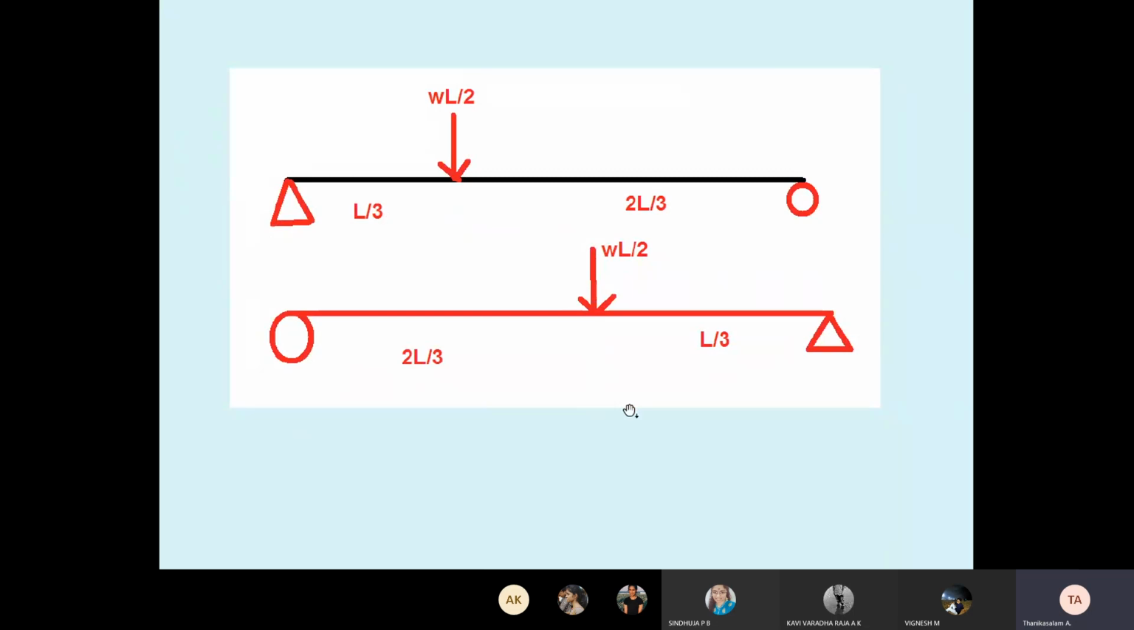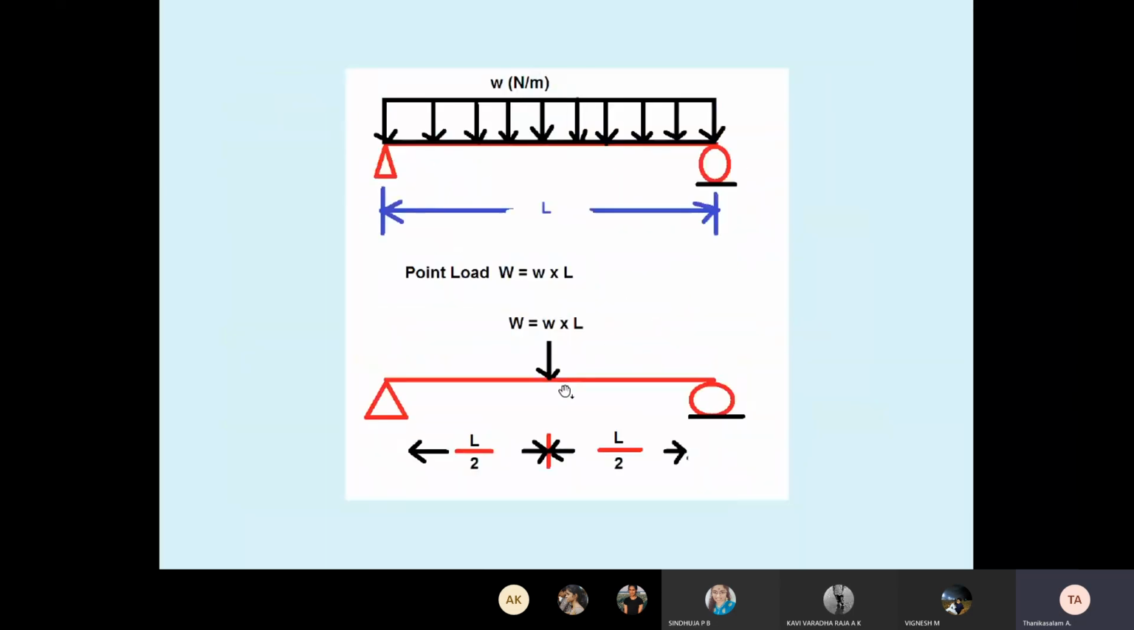So students understand, when the triangle is given, based on the shape, you have to decide whether L by 3 or 2L by 3. That is the center for a triangle. For a rectangle, L by 2 distance. For rectangle, L by 2. See here, L by 2, we know the middle.